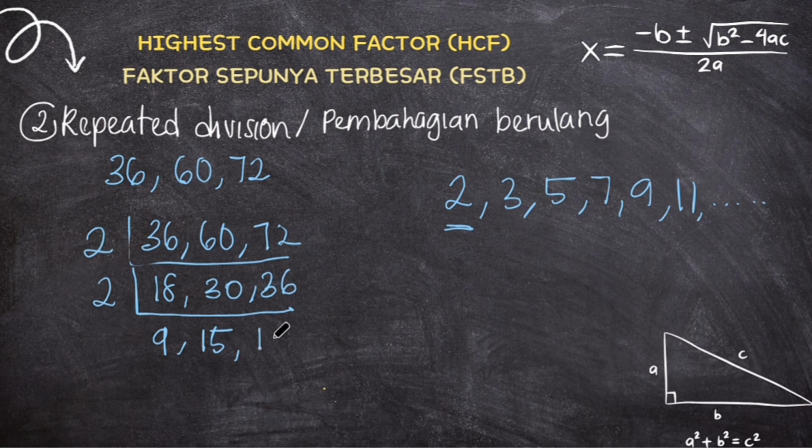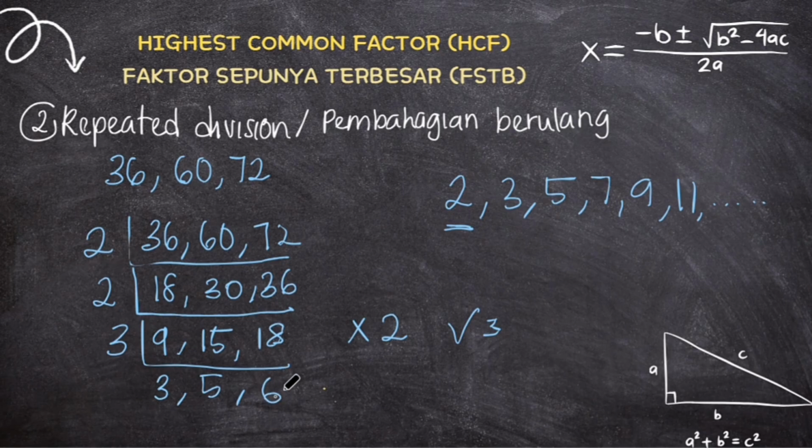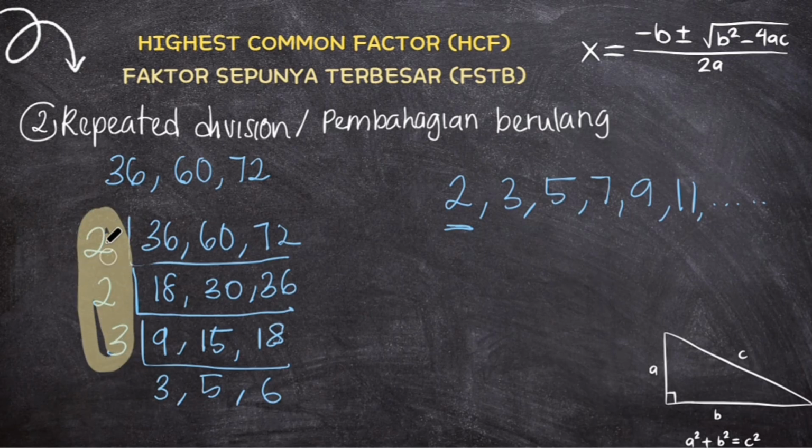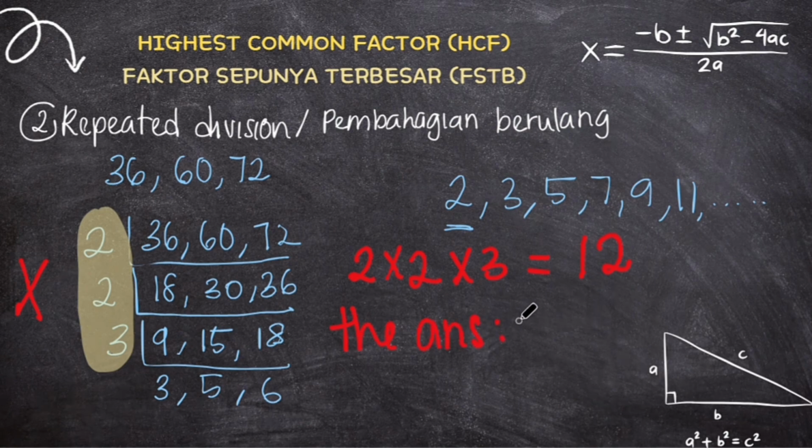36 divided by 2, 18. Now you can't divide with 2, so go on with 3. When divided with 3, you get 3, 5 and 6. Here, you can't divide it anymore, so just leave it. And then the last step, you just times the prime numbers that you divided with. Therefore, 2 times 2 times 3 is 12. And finally, you get the answer is 12.